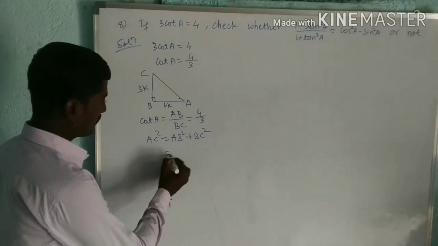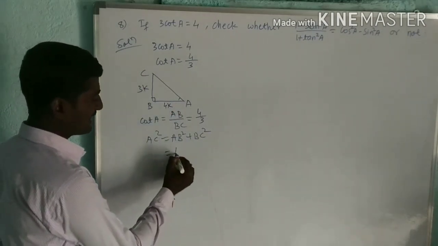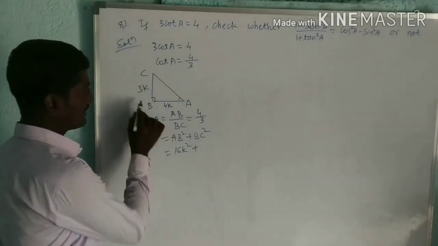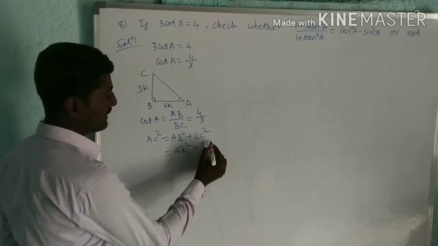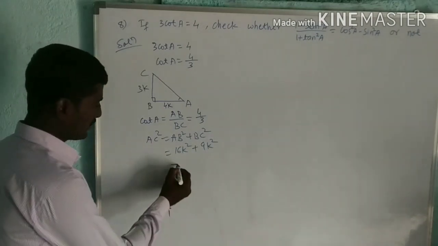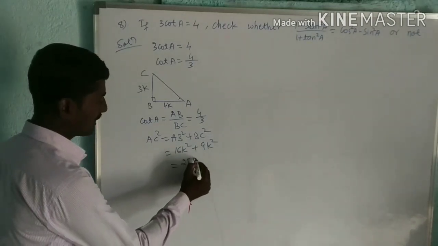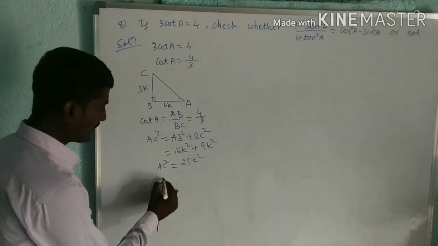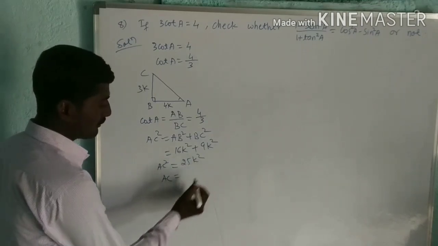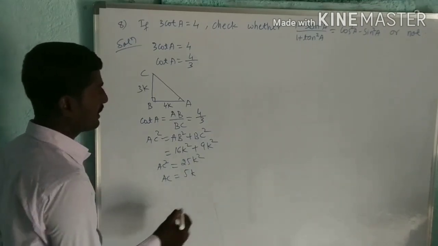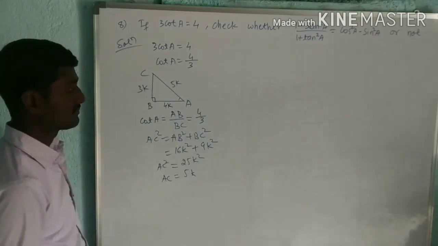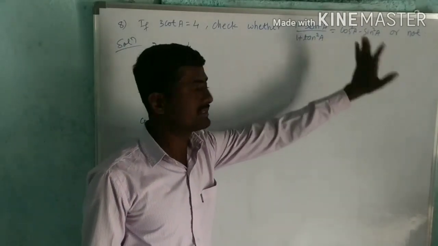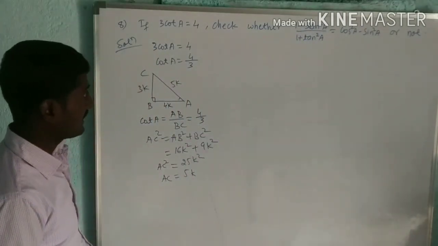Now this is equal to AB square, that is 4 square, that is 16K square, plus BC square, BC value 3K square, it is 9K square. Now 16 plus 9, that is 25K square. It is AC square only. But I want AC. Now AC is equal to root 25K square, that is 5K. Now here I want tan A, cos A and sin A. I need them, so let us write them one by one.